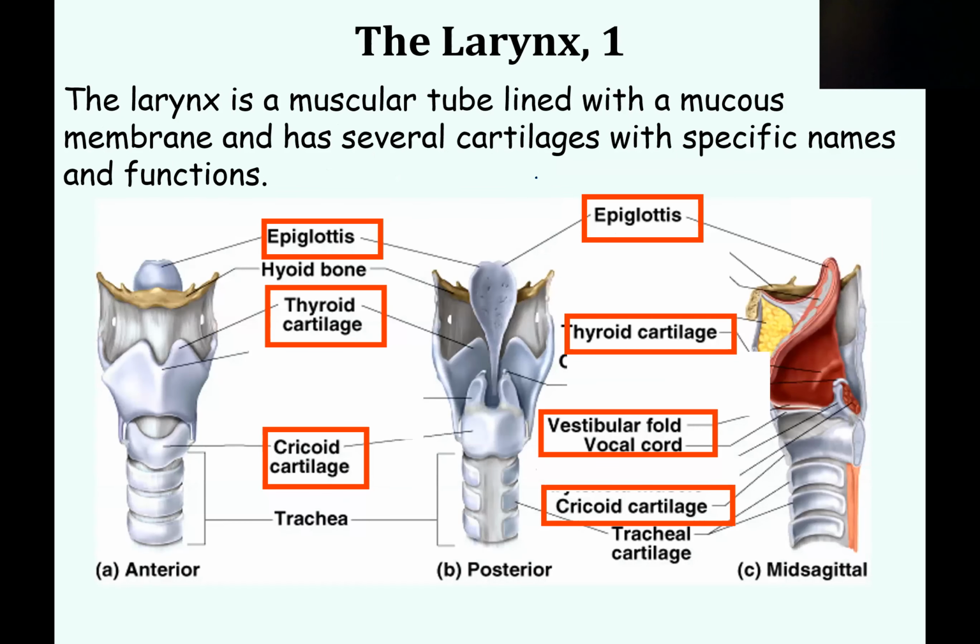The larynx is a muscular tube with a mucous membrane, and it has several cartilages, but these cartilages have specific names and functions. One of the cartilages, which is the epiglottis, is actually made out of elastic cartilage, unlike the thyroid and cricoid cartilages, which are made out of hyaline cartilage.